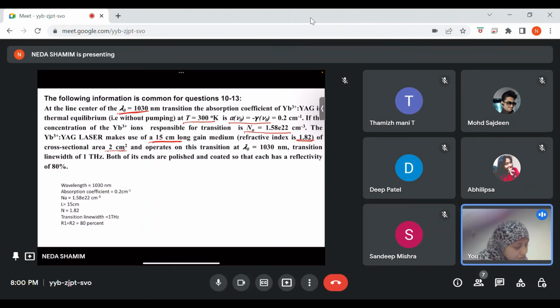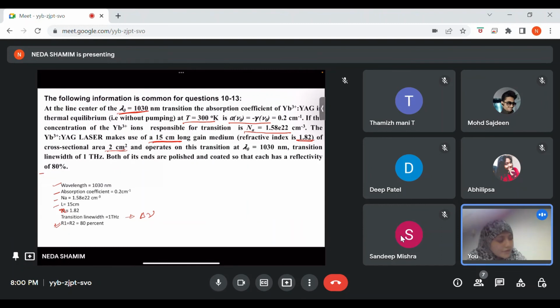So what information am I given? I'm given the absorption coefficient, the atoms that have been doped. I'm given the length of the medium. I've been given the doping concentration. Both its ends are polished and coated so that each has a reflectivity, that is R1 and R2, which is 80%. I'm given a transition line width, that is delta nu. Okay, and also I'm given something else, 1.8. This will be small n, not bigger N. This will be n is equal to 1.8.